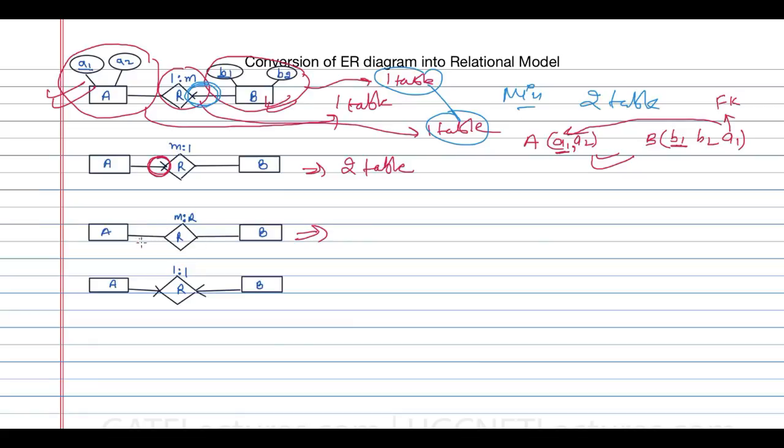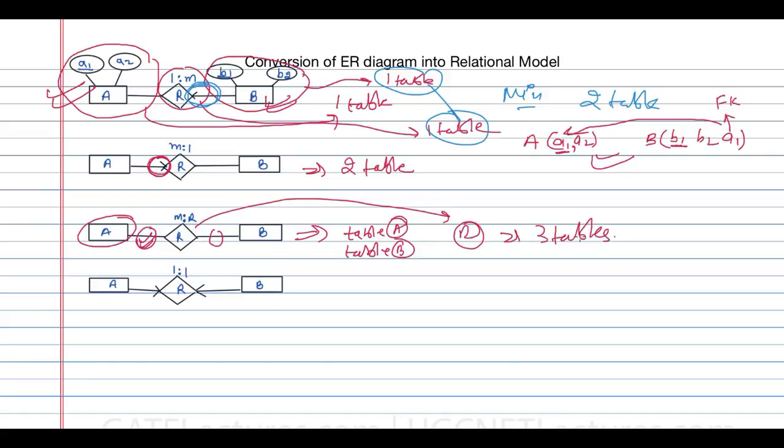because here it is many cardinality, or you can say the maximum cardinality is more than 1 on both the sides. On both the sides we are not having any key constraints. For this purpose, we have to create a table for this entity A, we have to create a table for this entity B, and we have to create a table for this relation R. So at least 3 tables are required, because there is no key constraint.